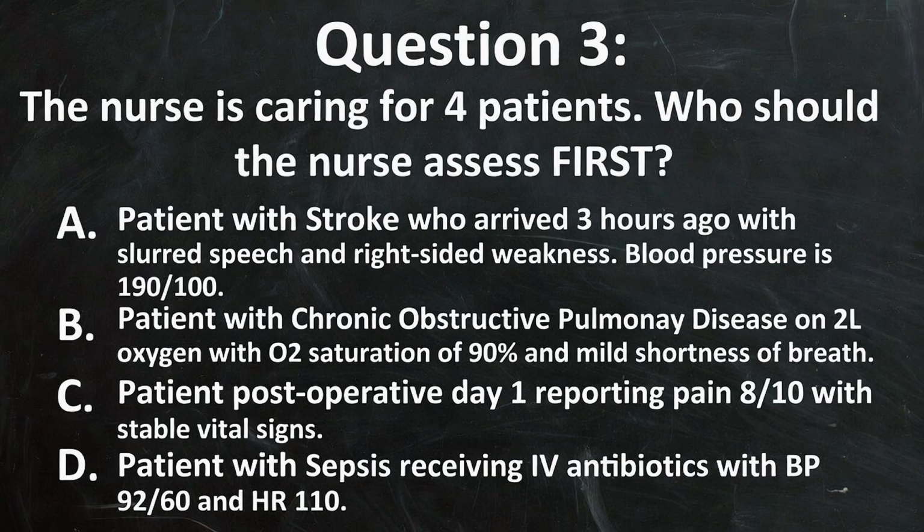B. Patient with chronic obstructive pulmonary disease on 2L oxygen with O2 saturation of 90% and mild shortness of breath. C. Patient post-operative day 1 reporting pain 8/10 with stable vital signs. D. Patient with sepsis receiving IV antibiotics with BP 92/60 and HR 110.